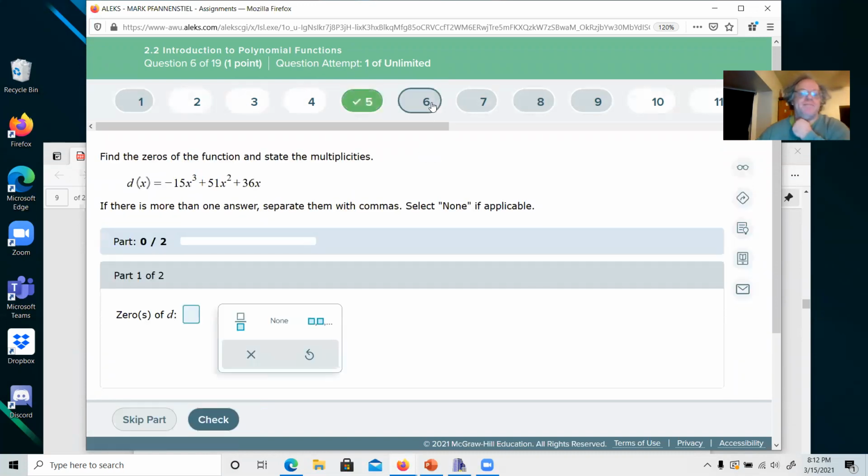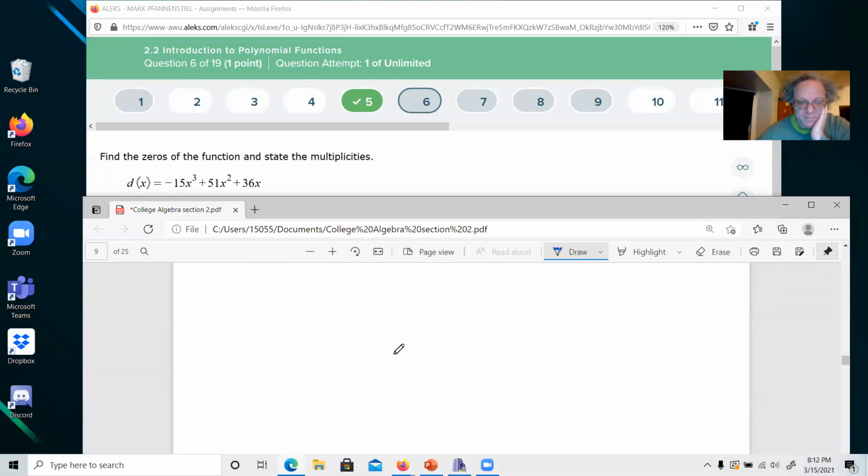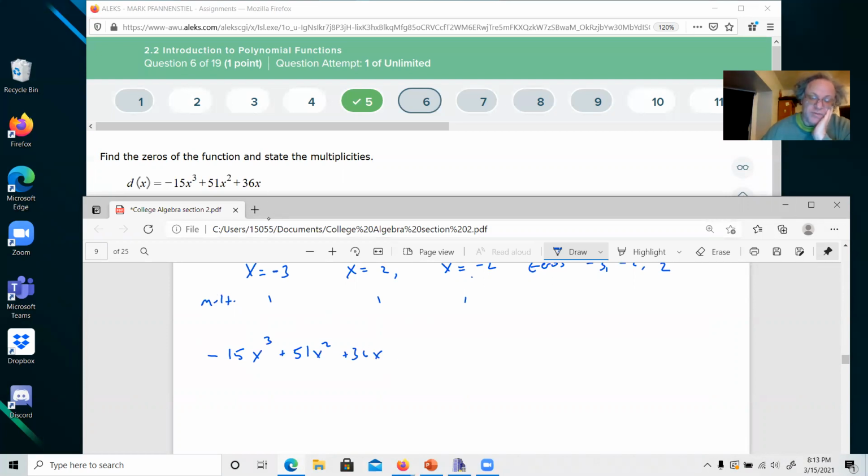Okay, what about the next one? This one looks a little bit more complicated. We've got negative 15x cubed plus 51x squared plus 36x. We have to find the zeros. The first thing I'm looking at is that each of these is divisible by 3, and there's an x in each one. Why don't we go ahead and make that smaller with that little observation?